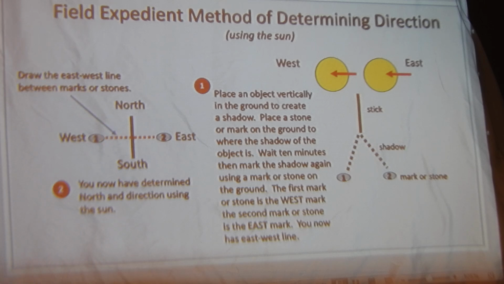Remember we mentioned our cardinal directions. North is always to the right of east. So once we determine that by that field expedient method, then we can determine what direction we're at. So this is just a field expedient method, how the military does it. And again, this is sticks and shadows the right way.